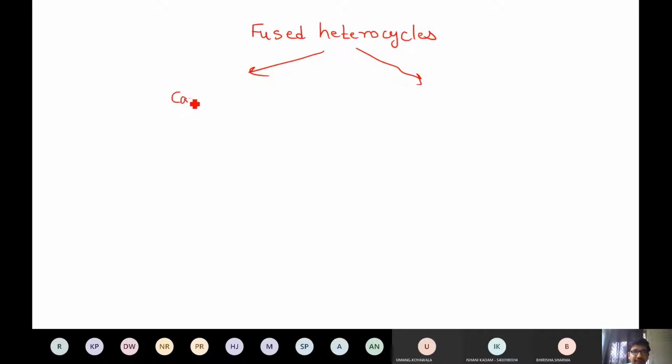So when you talk about fused heterocycles, basically we can divide them into two types. Okay, so you can probably guess what those two types are. One is of course carbocycle plus heterocycle, and of course the second is heterocycle plus heterocycle. So we are going to look at the nomenclature. We are going to revise the nomenclature under these two headings. Is that okay?